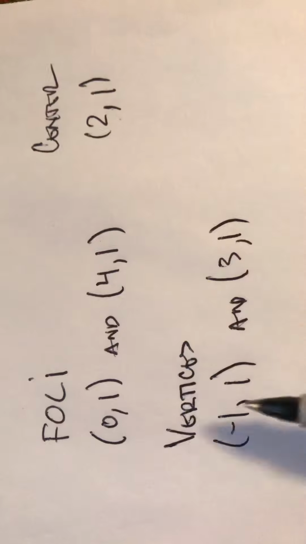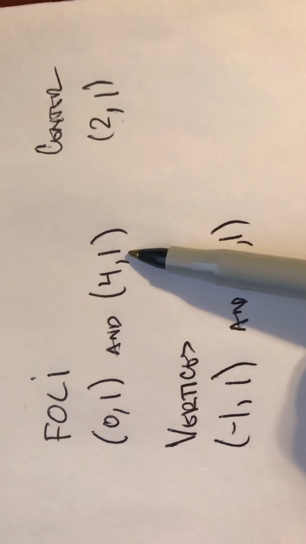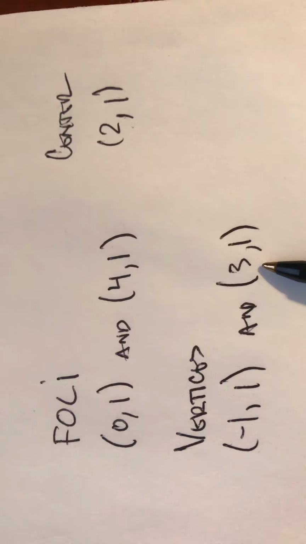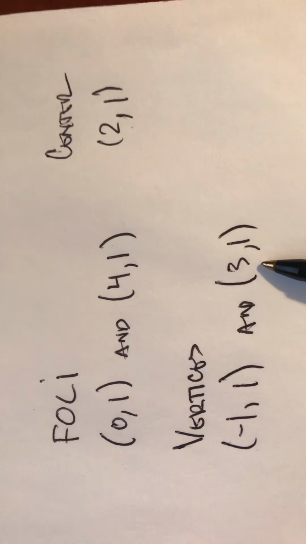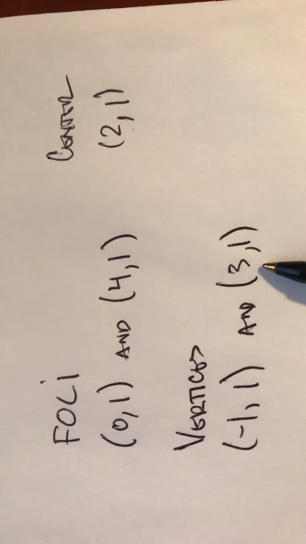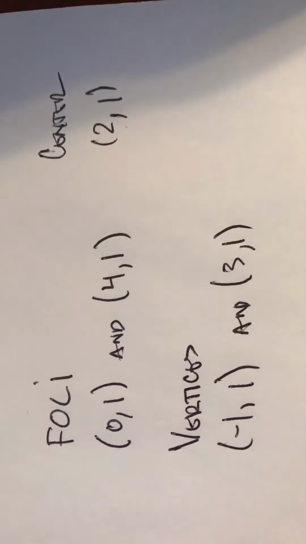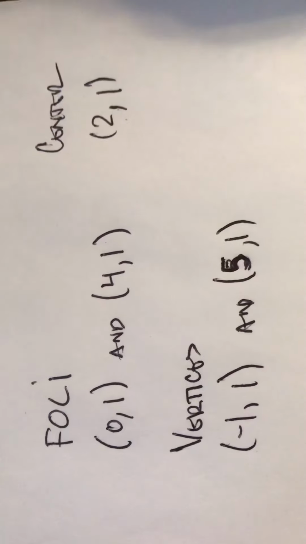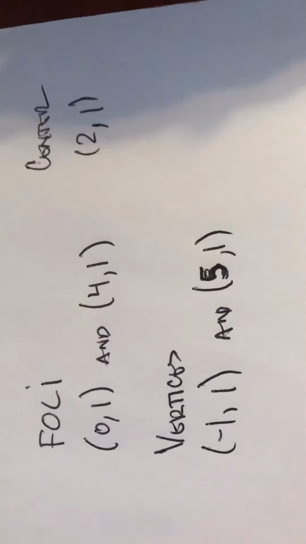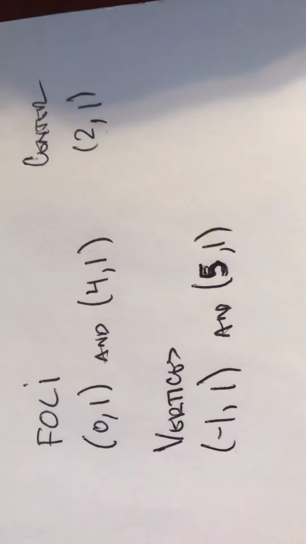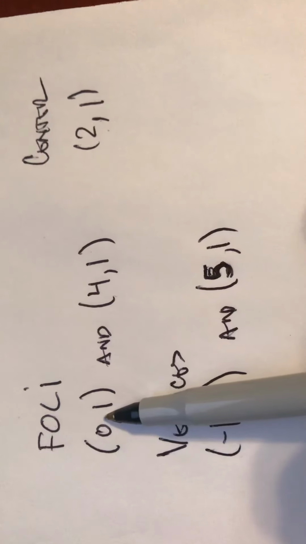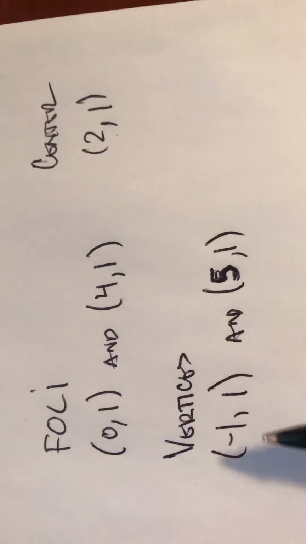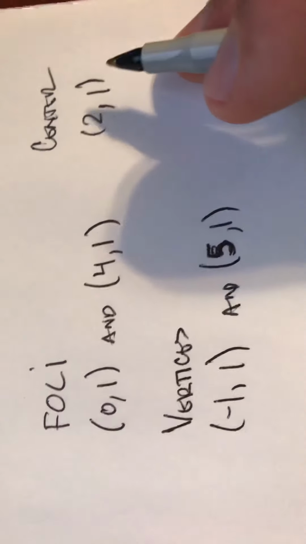It's either the midpoint of the 2 foci or the midpoint of the 2 vertices. If you find the midpoint of the foci, you get (2, 1). This vertex should be (5, 1), my apologies, I messed that up. Midpoint of the foci is 4 plus 0 divided by 2, which is 2, so (2, 1). For the vertices, 5 plus -1 is 4, and 4 divided by 2 is also 2, so (2, 1).